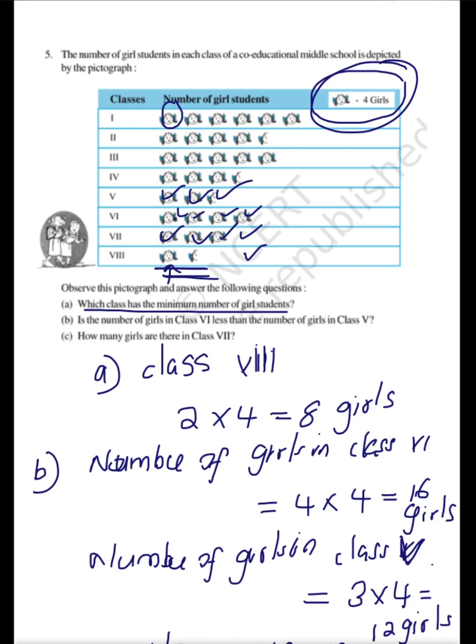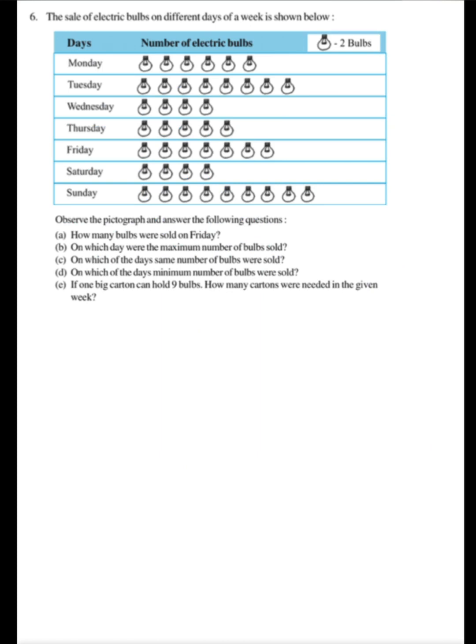Okay, now let's discuss the next question. Here the sale of electric bulbs on different days of a week, that is Monday, Tuesday, Wednesday, Thursday, Friday, Saturday and Sunday, is given, and after observing the pictograph you have to answer the following questions. So the first thing that you have to notice is, each bulb picture represents how many bulbs? 2 bulbs. This thing you have to note first. And the first question is, how many bulbs were sold on Friday? So you have to look at which one, this one.